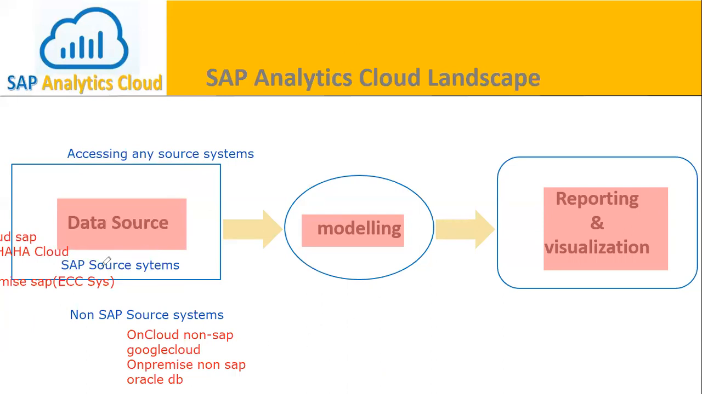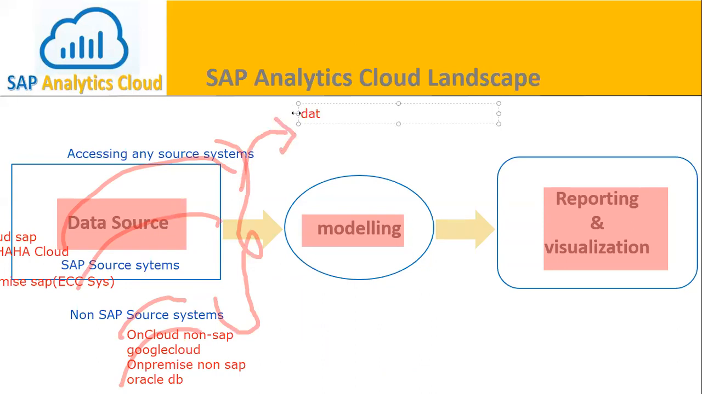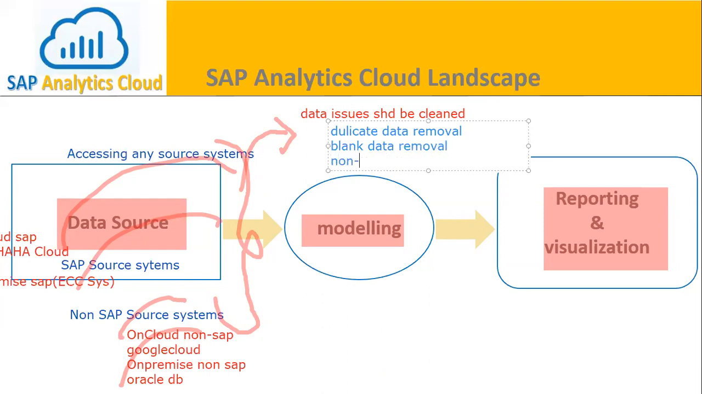And what exactly do we do as part of modeling? Accessing any data source is well and good, but after accessing the data, this data may contain some data issues, which should be cleaned. So what are the data issues? It can be something like duplicate data removal, or blank data removal, or non-formatted data filtering.